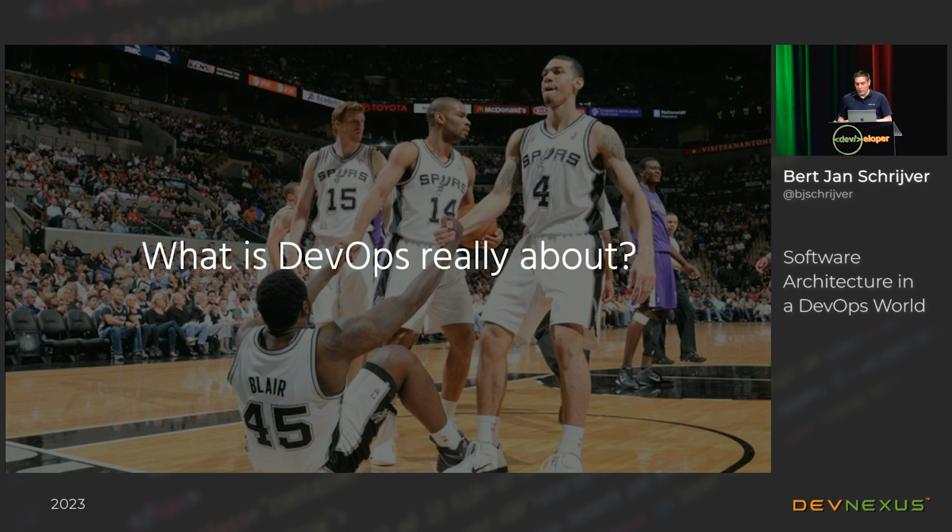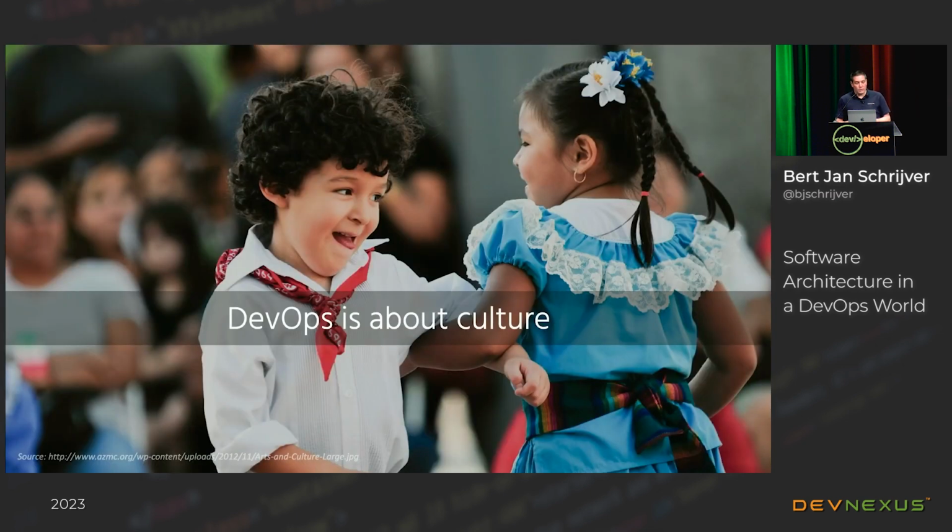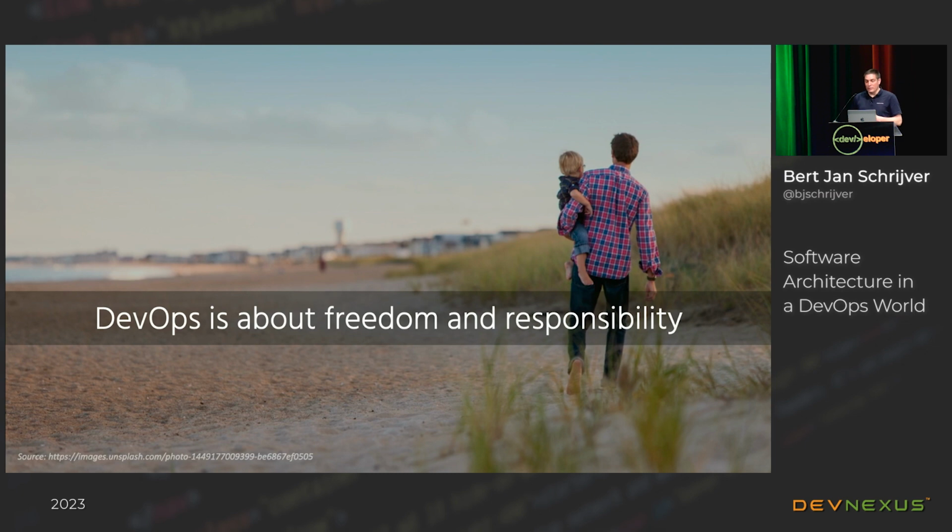So what is this really about? What's the idea? I'd say that first and foremost, DevOps is about culture. So it's about reinforcing culture with technology and vice versa. It's about collaboration, cooperating, and communicating with each other. About being agile and wanting to continuously improve yourself. And typically this is a culture of freedom and responsibility.